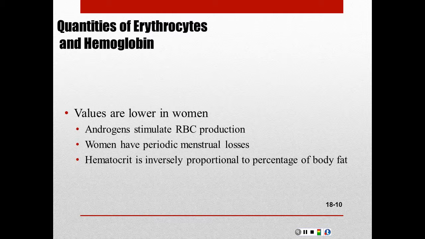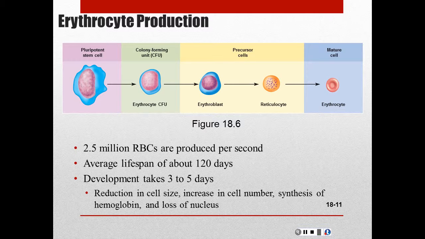The women of reproductive age have periodic menstrual loss of blood, and the hematocrit is inversely proportional to the percentage of body fat, which is higher in women. In men, blood also clots faster, and the skin has fewer blood vessels, traits that may have an adaptive value. An erythrocyte lives for an average of 120 days from production in the bone marrow.